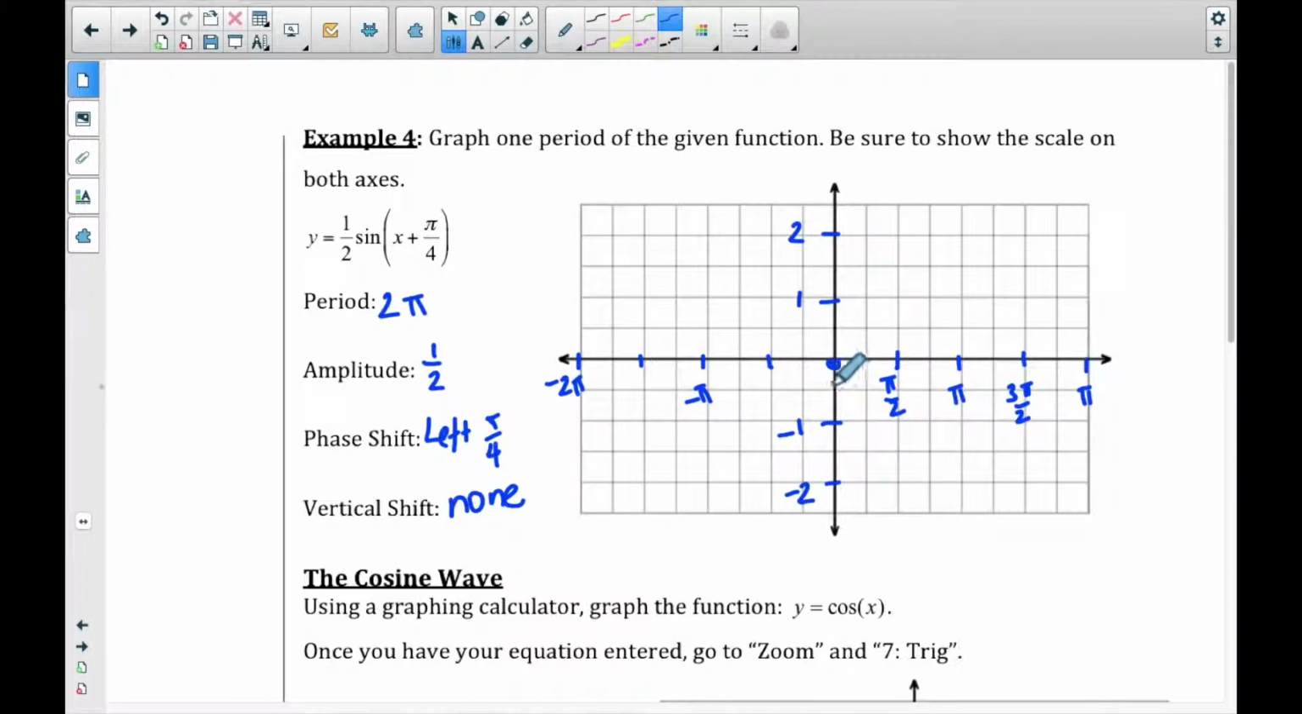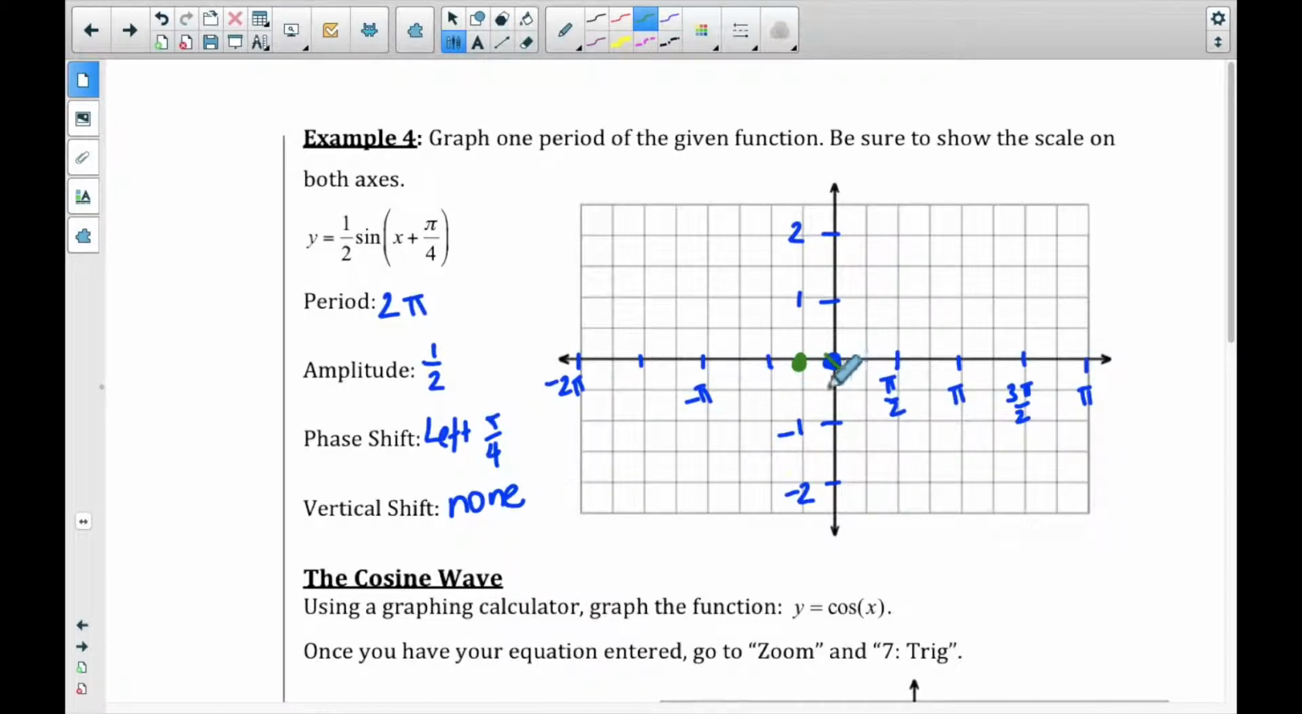Okay, we need to think about where we're starting. The parent function would start at 0, 0 and go up from there. However, we don't have a parent function. We have something with some transformations on it, so we need to move it around. Okay, is it going to move up and down at all? No, it's not. But it is going to move to the left pi over 4 units.